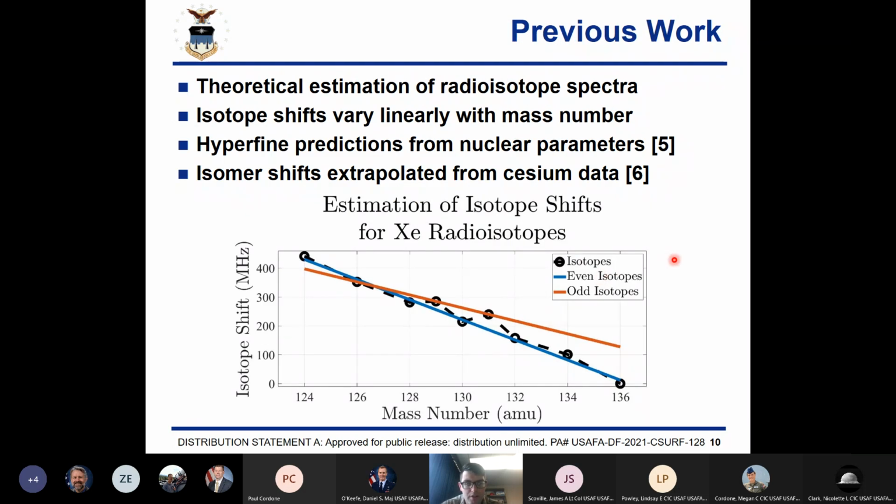So previously, we've actually done a theoretical estimation of the hyperfine spectra of our radioisotopes of interest. Starting with the isotope shifts, as it turns out, these vary linearly with mass number. If you look down at the figure, you actually get two different regressions for your odd and your even isotopes based on their nuclear mass number. And so using the data for xenon stable isotopes, where the isotope shifts were known, we were able to figure out those values for the radioisotopes of interest.